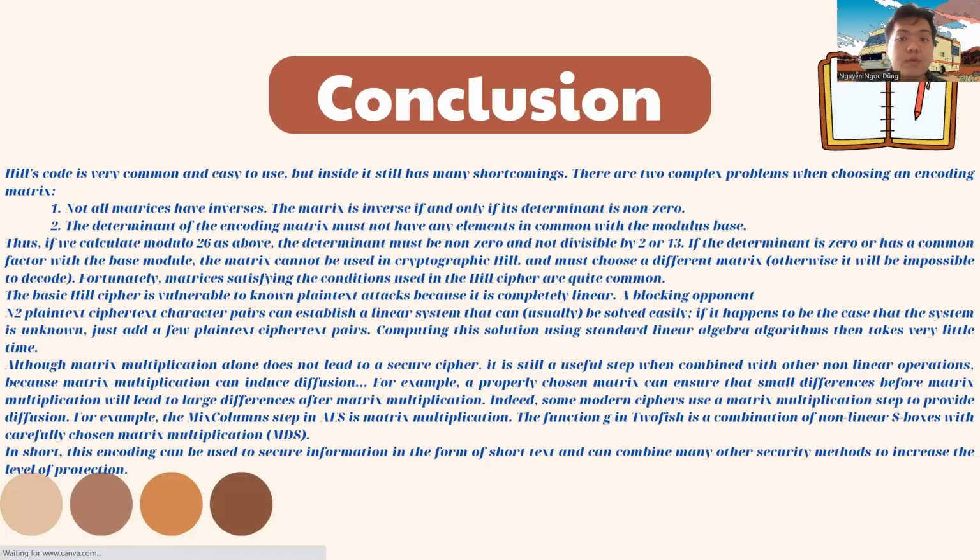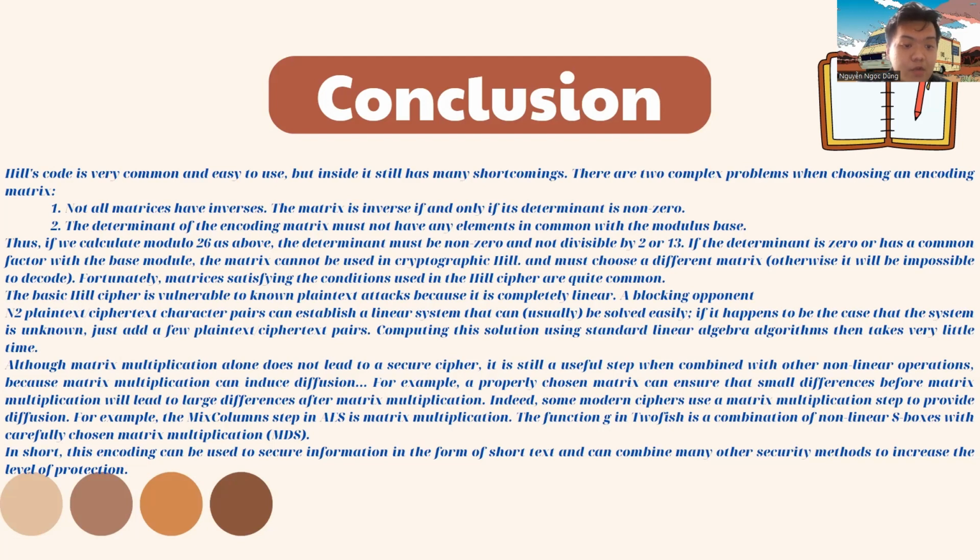And here we jump into the conclusion. The Hill cipher is very common and easy to use, but it has many shortcomings. There are two complex problems with using an encoding matrix. Not all matrices have an inverse. A matrix is invertible if and only if its determinant is non-zero, and the determinant of the encoding matrix must not have any factor in common with the modulus. Thus, if we calculate modulo 26, the determinant must be non-zero and not divisible by 2 or 13. If the determinant is 0 or has a common factor with the modulus, the matrix cannot be used for cryptography and we must choose a different matrix.